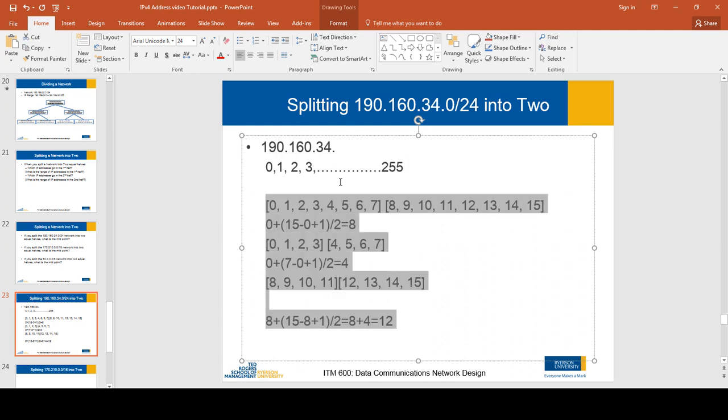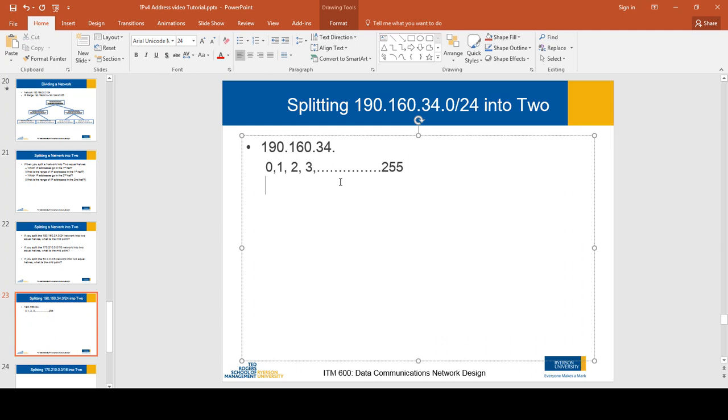Go back to our original IP range, starting from 0 to 255 on the last octet. If we split it into 2 equal halves, the start of the second half would be the lowest number plus the highest number, 255, minus the lowest number plus 1, and then divided by 2. That gives us 256 by 2, which is 128. So 128 is the start of the second half.